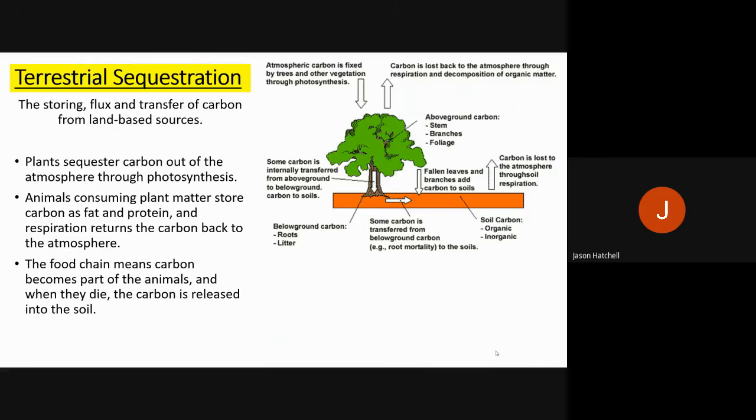Also, animals, remember, decompose, and so do leaves, into the soil, and that stores the carbon into the soil. And remember that the food chain means carbon becomes part of the animals, and when they die, the carbon is released back into the soil. So the food chain works hand in hand with the water cycle and the carbon cycle in this case to create that carbon cycle balance.